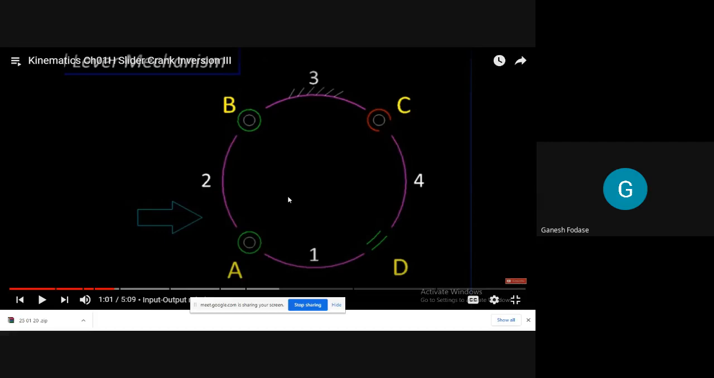How many turning pairs are there? Yes, 3 turning pairs and 1 sliding pair. You can see here A, B, C, D represent pairs. A is a turning pair, B is a turning pair. A is shown with a complete circle, so it means A and B are complete turning pairs, while C is a partial turning pair. And when there are 2 complete turning pairs, the link joining them has complete rotation.